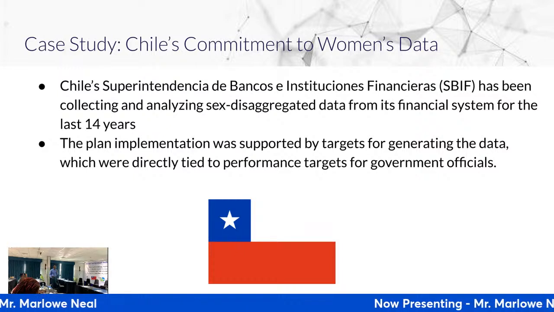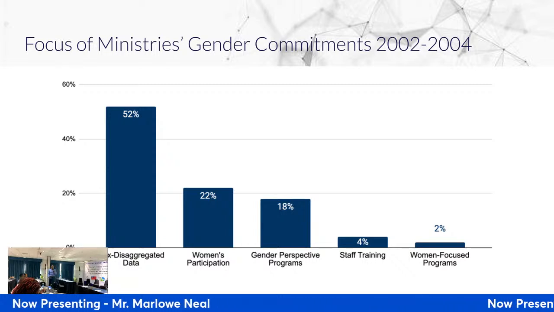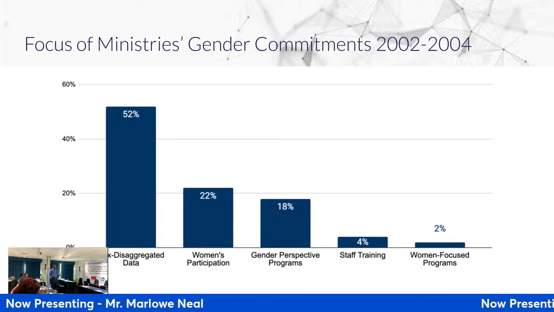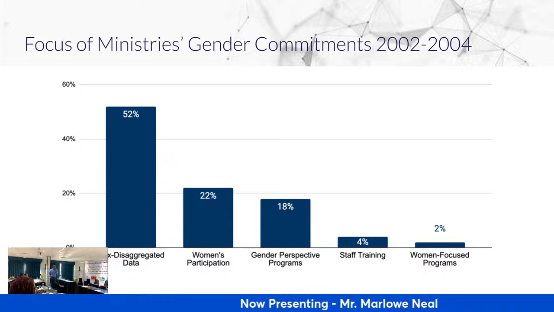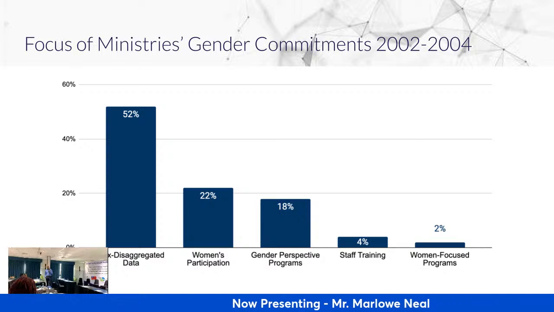So the focus of the ministry's gender commitments from 2002 to 2004. This was the primary focus at first, and where their efforts ought to lie is in collecting sex disaggregated data. 52% of their focus, their efforts, and their resources were targeted towards this. Second was women's participation in terms of programs and initiatives. 18% of their focus was towards gender perspective programs, 4% towards staff training, and 2% towards women-focused programs.